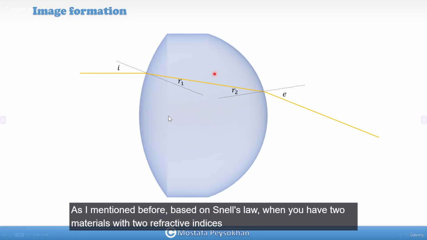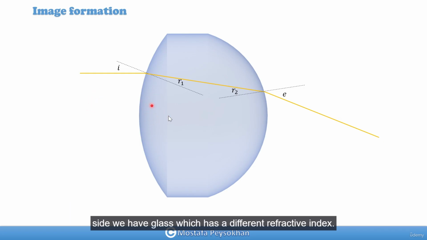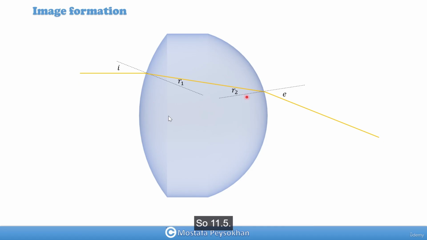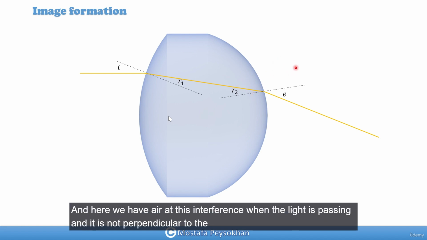As mentioned before, based on Snell's law, when you have two materials with two refractive indices, at the interface between the two materials, for example, here on this side we have air and on this side we have glass, which has a different refractive index, around 1.5. And here again we have the refractive index of glass, and here we have air.